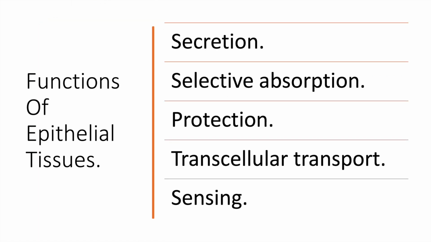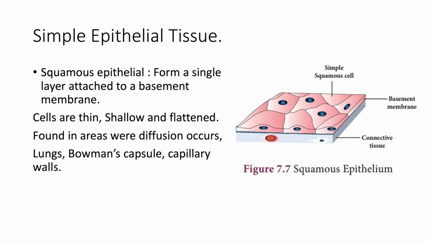What are their functions? They serve the function of secretion, because we are going to see that some epithelial tissues are glands, and then selective absorption, which we are going to find in the ileum. Protection, we are going to find some of them on the skin and the vaginal tract. Then transcellular transport, and then sensitivity. Because they are found lining cavities, it makes sense that they should also be modified for sensitivity. So those are the major five functions of epithelial tissues.